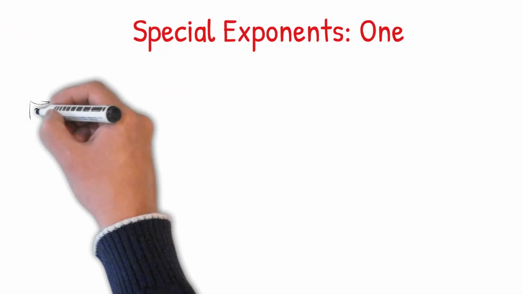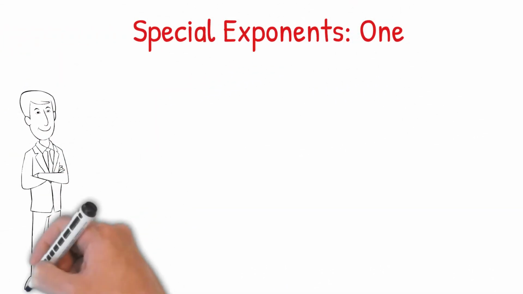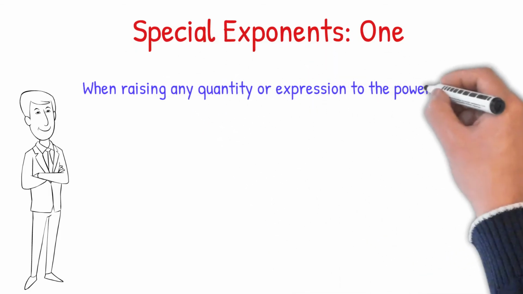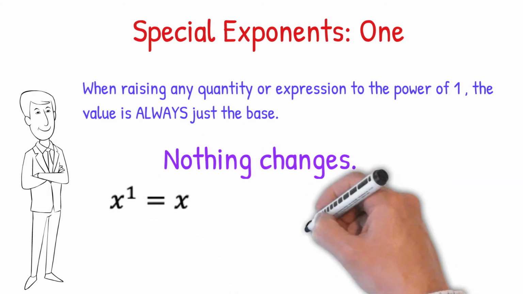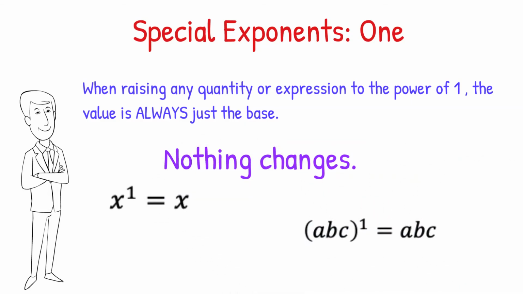When raising any quantity or expression to the first power, the value is always just the base. Nothing changes. X to the 1 equals x. The quantity ABC to the 1 equals ABC.